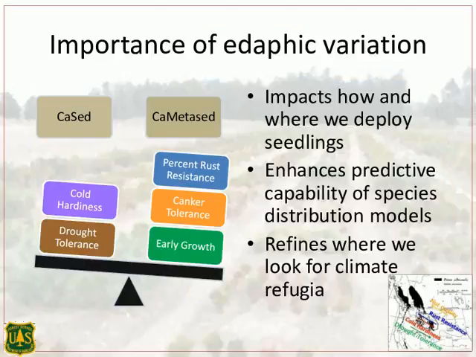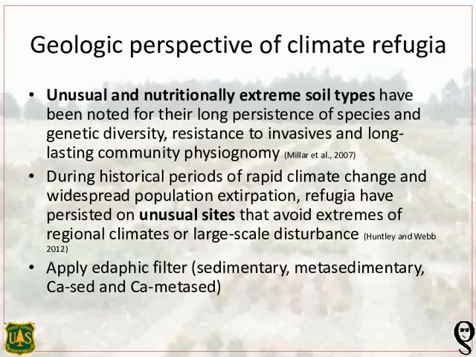So I've also looked at the correlation among traits, and again, I pick up a strong signal for where the calceds are concentrated in the inland west for cold hardiness and drought tolerance, and where the cal metaseds are concentrated in the more northern aspects of the region. So from a geologic perspective, I further got to think, could we use this data to potentially define climate refugia?